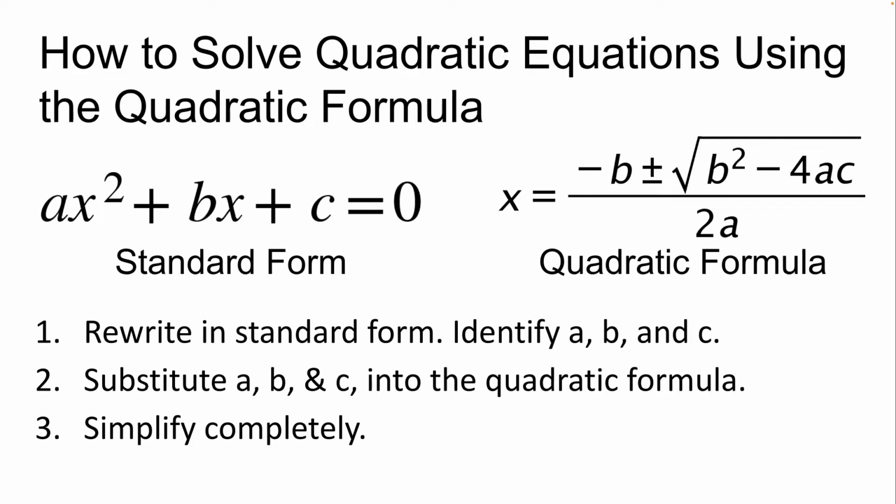Here are the directions on how to solve a quadratic equation using the quadratic formula. The first thing we need to do is to rewrite the equation in standard form, which is ax squared plus bx plus c equals 0. Then we'll identify the coefficients a, b, and c. Then we'll substitute a, b, and c into the quadratic formula, which is negative b plus or minus the square root of b squared minus 4ac all over 2a. And then we'll simplify completely.